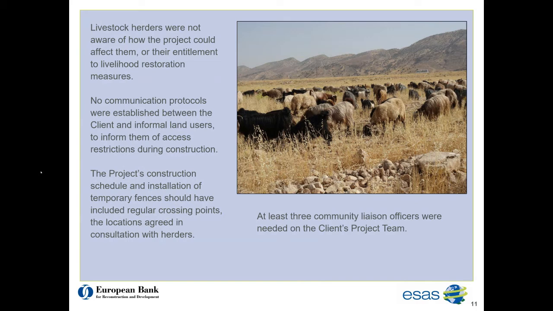And it also became clear that essentially there were just not enough resources on the client's team to manage the issues at a local level, and at least 3 community liaison officers were needed. The project had a reasonable level of staffing within the client's office, but the client was based in the capital city, which was far from the project site, and they didn't have enough personnel active at a site or project level. And that was one of the key recommendations from the site visit, that there needed to be some community liaison officers.